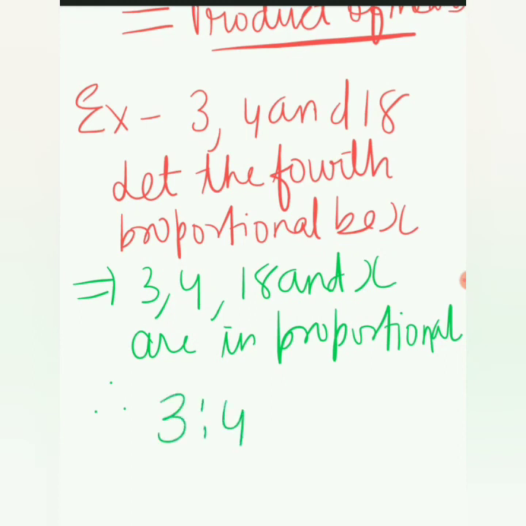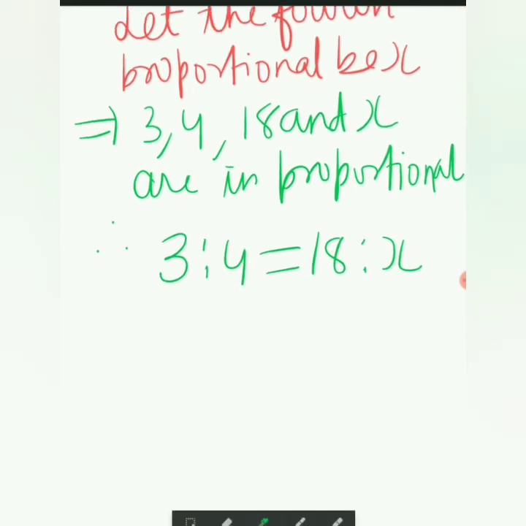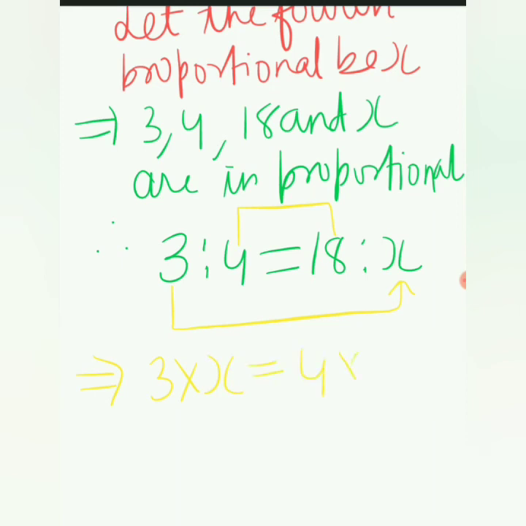Therefore, 3 is to 4, we have to write this. First term is to second term equal to third term is to fourth term. Now we have to use the formula. The formula is that the product of extremes is equal to the product of means. So that implies 3 into x. The variable you have to write always on the left side, is equal to 4 into 18. Now x is equal to 4 into 18 divided by 3.